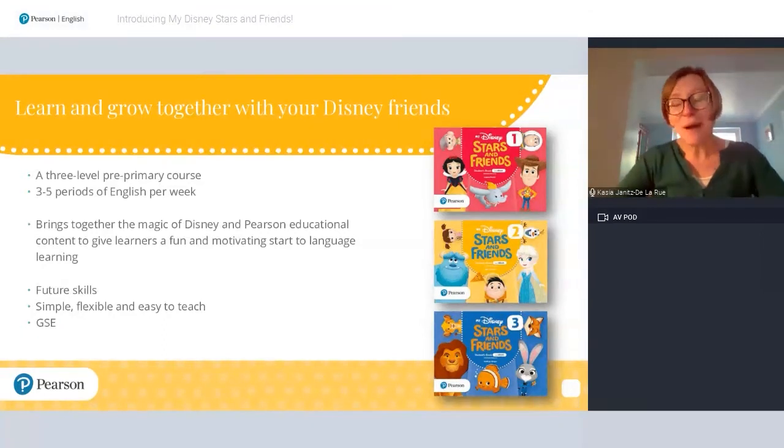The key thing about the course, as I'm sure you have guessed from its title and the covers, is that it brings together the magic of Disney and Pearson educational content to give learners this really fun and very motivating start to language learning. And that is something we are very happy about, because the motivation that Disney stories and characters bring to learning is really quite unique.